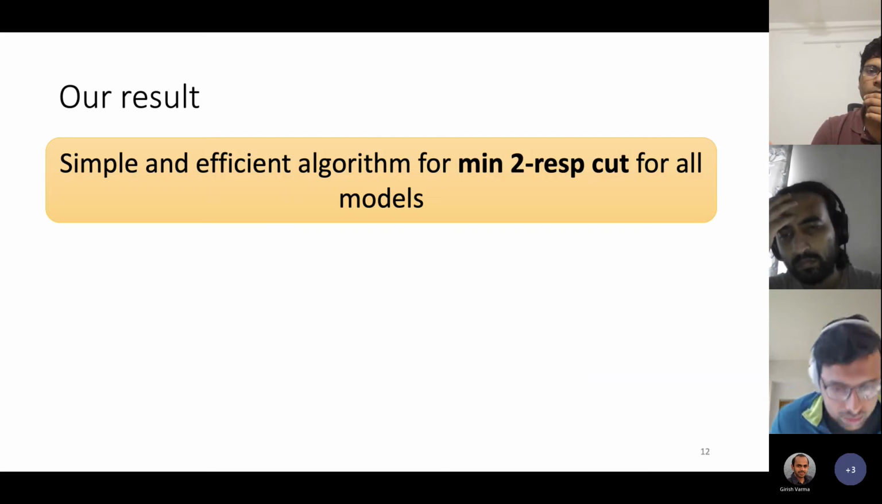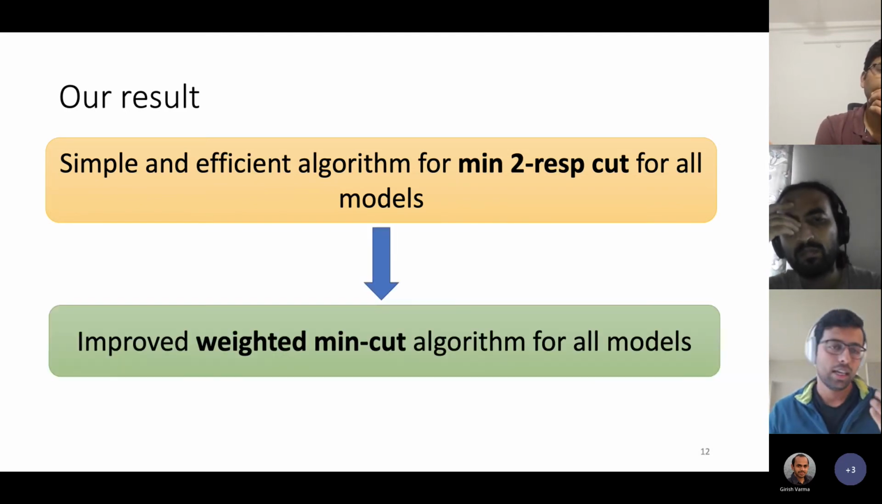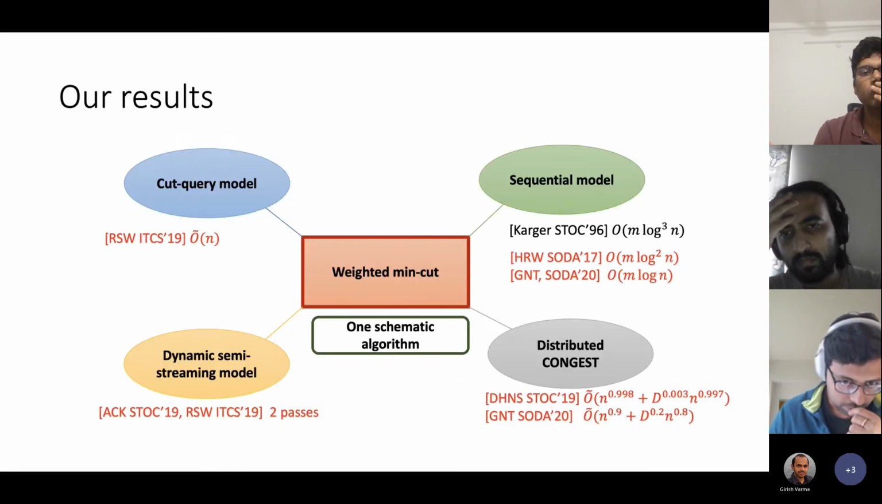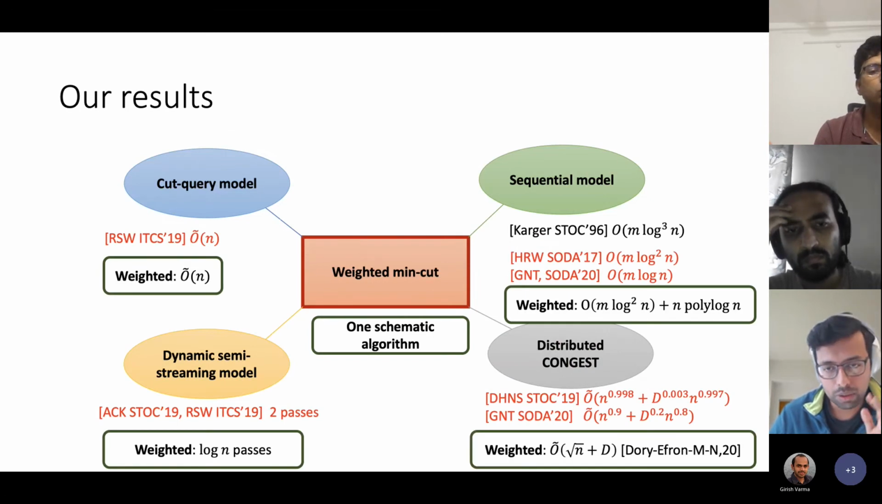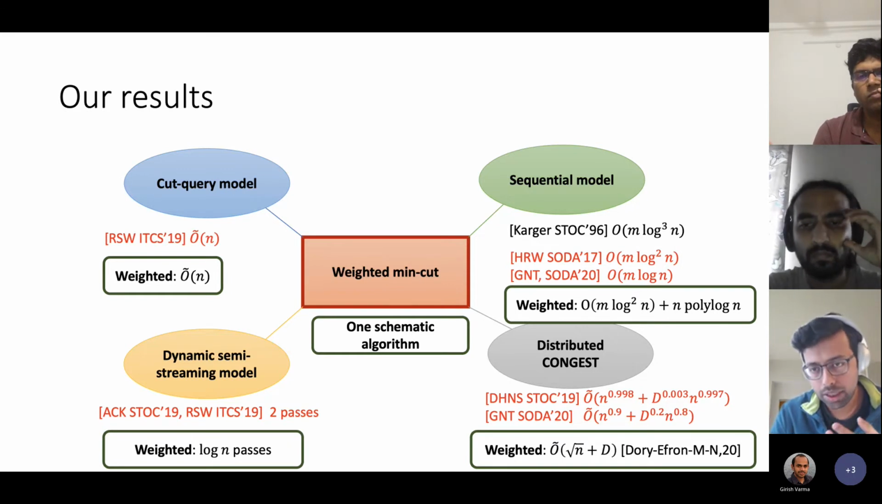Okay, so this is what we prove in a nutshell. We give a simple and efficient algorithm for min two-respecting cut, and this will give you improved weighted min-cut algorithms for all models. This is why the almost universal algorithm comes in, because our algorithm is just one schematic algorithm. You pick your favorite computational model, then that schematic algorithm can be implemented in that model efficiently. And in each of these models, you actually get state of the art.